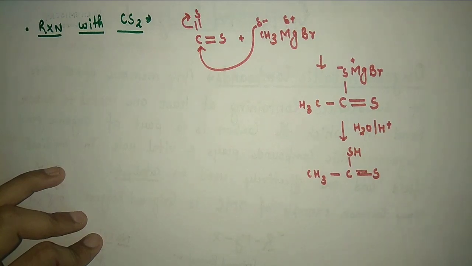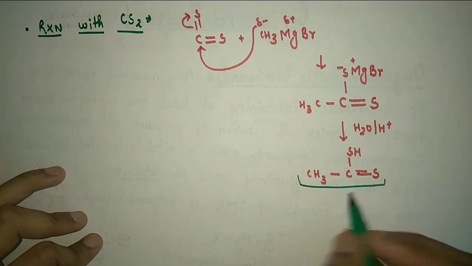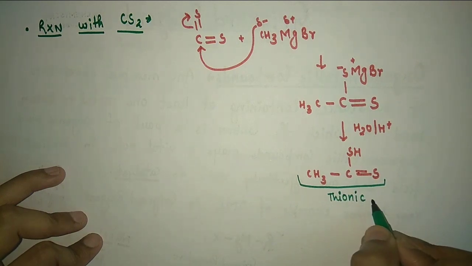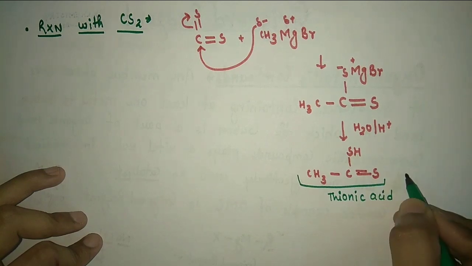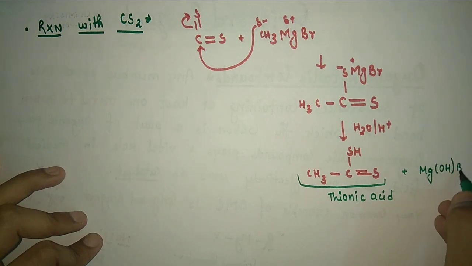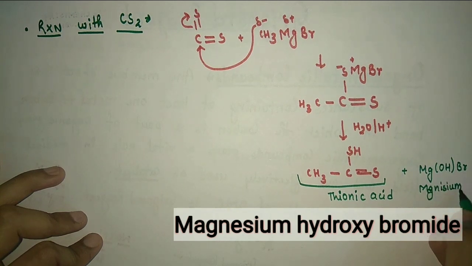Okay, so what is it forming as the product? This is known as thionic acid. Okay, this is known as thionic acid, and the byproduct will be magnesium hydroxybromide, MgOHBr. This is magnesium hydroxy bromide.